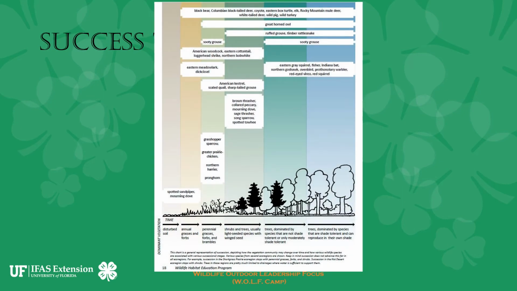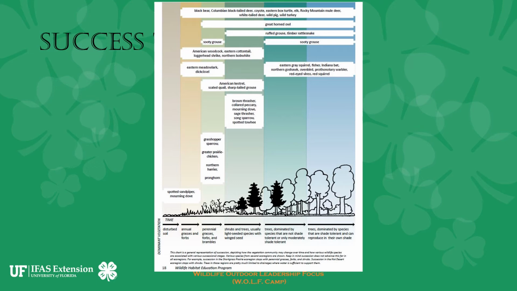So here I want you to think of succession as a timeline, beginning from the beginning of time to the future. If you look there on the bottom, you have time starting out at disturbed soil. So, for example, if we have a fire and it burned away all the vegetation, you have bare soil. So disturbed soil would be a succession stage of 1.